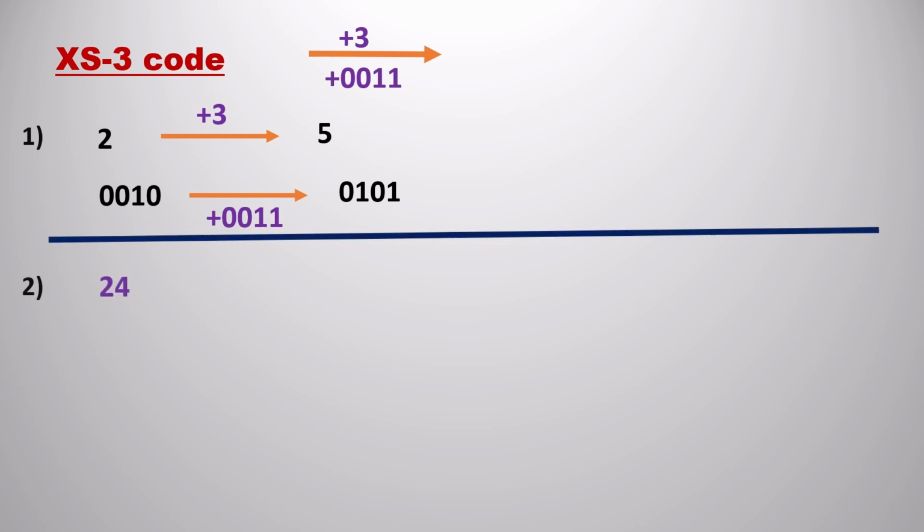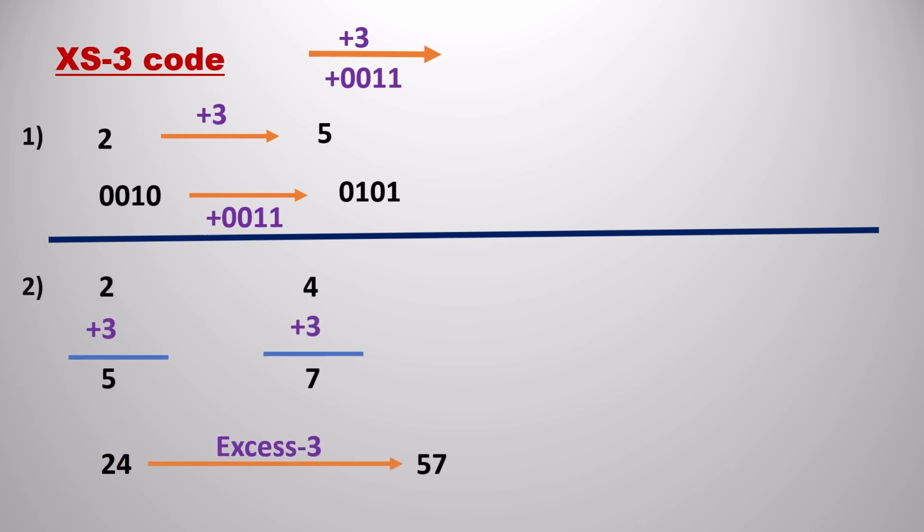Let's see the second example also. The second example is 24. As you're seeing there, it is not like the normal one. XS3 code has to be done in a separate manner. So let's see the separate process for adding 3 to get XS3 of 24. As you're seeing there, we have to add 3 to individual digits. So 2 is added with 3 and 4 is also added with 3. So we are going to get 5 and 7. So XS3 of 24 is 57.